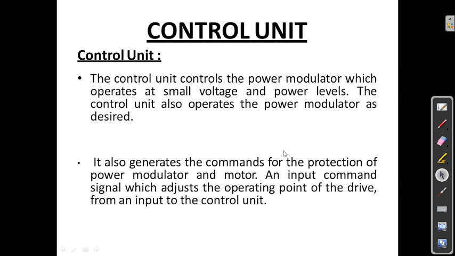Then the control unit. What happens in that particular control unit? The control unit controls the power modulator, which operates at a small voltage and the power levels. The control unit also operates the power modulator as desired. It also generates the commands for the protection of the power modulator, and an input command signal which adjusts the operating point of the drive from an input to the control unit.